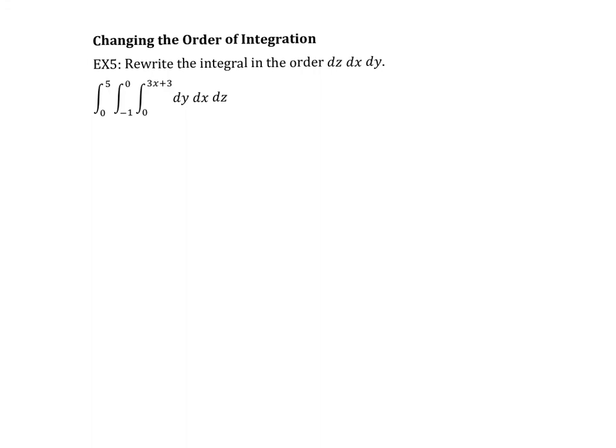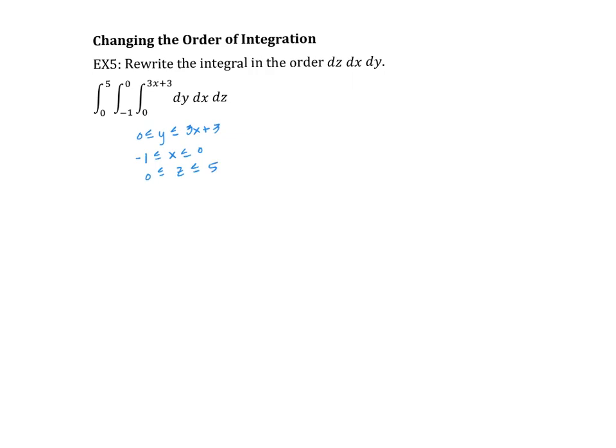All right, so the directions say that we want to write this in the order dz, dx, dy. So the current integral is dy, dx, dz. When I look at my limits of integration, I'm doing y first, so I could see that my y values are going between 0 and 3x plus 3. My x values are constant, -1 is lower, 0 is upper, and my z values are also constant, 0 lower, 5 upper limit of integration.